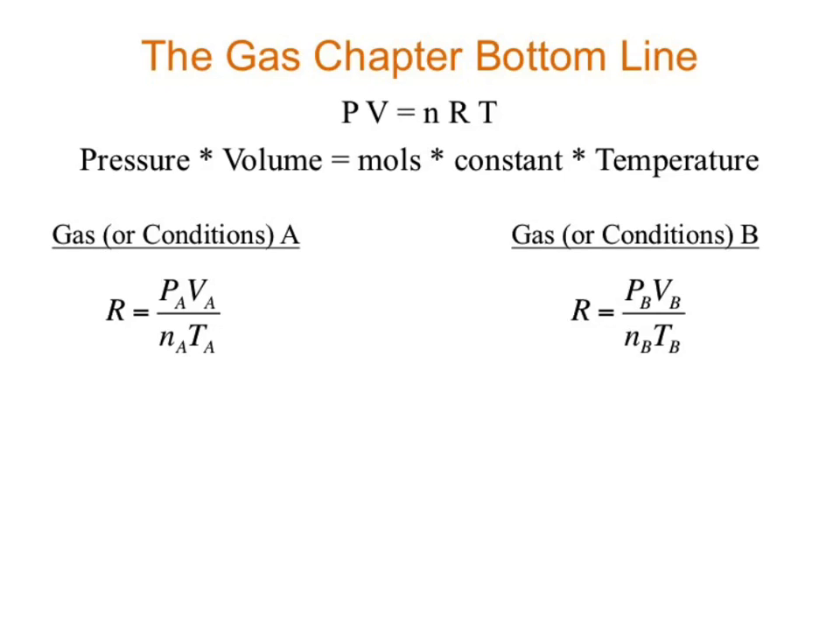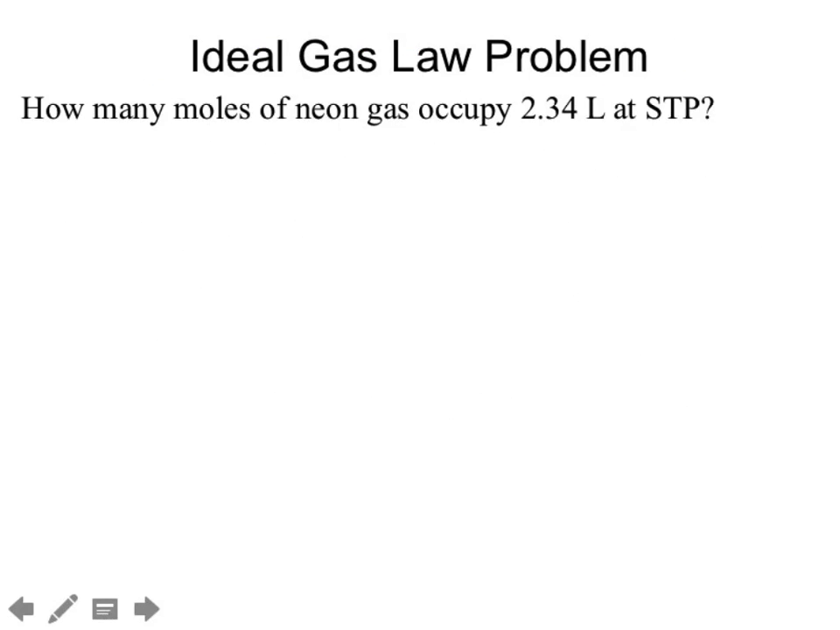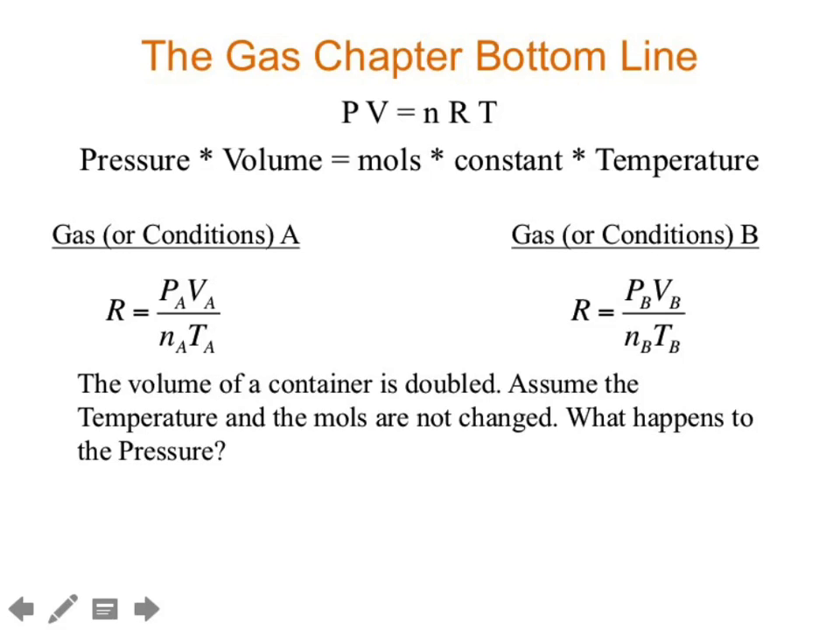All right. One of the things that we can do, and I'm not going to walk through it in as much detail here, is that because R is a constant, I can take a gas under one set of conditions and change those conditions. In the process of changing those conditions, I can now solve for a missing variable. It's kind of a silly thing to go through and do, but we could. The volume of a container is doubled. Assume the temperature and moles are not changed. What happens to the pressure? So what we can do is set these two expressions equal to each other and start to weed out information.